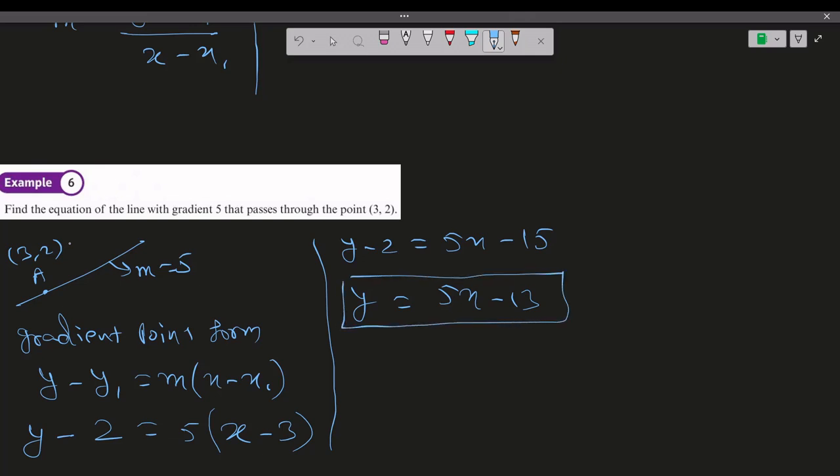This time we have given the equation of the line in the form y equals mx plus c. That's it. So form 2 is the gradient-point form. If you know the gradient and a point, then I will use this formula: y minus y1 equals m into x minus x1.